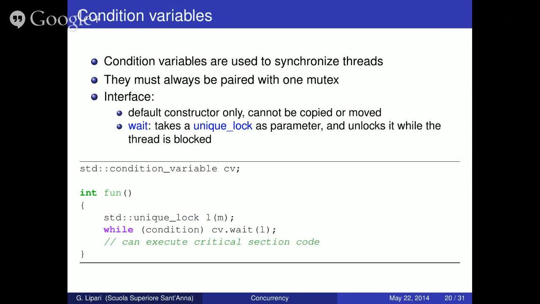Okay, so now we look at condition variables, and then we do a few exercises on using condition variables in C++. Condition variables are used when we want to block a thread on some condition, so basically to synchronize threads. And as you know from the operating system course, condition variables should always be paired with one mutex, so they can realize what is generally called a monitor. You have a mutex which guards a critical section, and inside the critical section you can block on a condition variable.